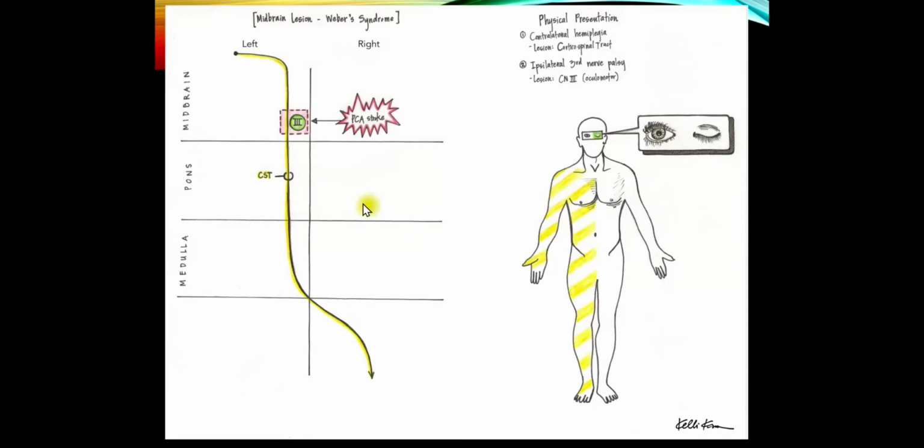So here's a nice drawing showing you a branch occlusion off of a PCA. So we're going to get an ipsilateral third nerve palsy. So in this case, a left third nerve palsy. And here's the corticospinal tract, hasn't crossed yet. So we get a contralateral hemiplegia. So the patient can't open their eye. If we were to lift up the eyelid, we'd see the eye in the down and out position. And they have a contralateral hemiplegia.